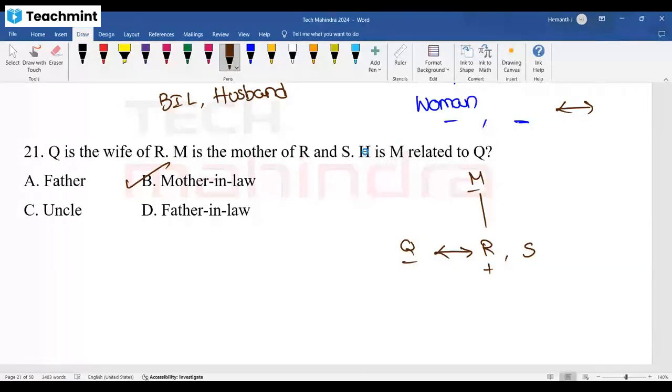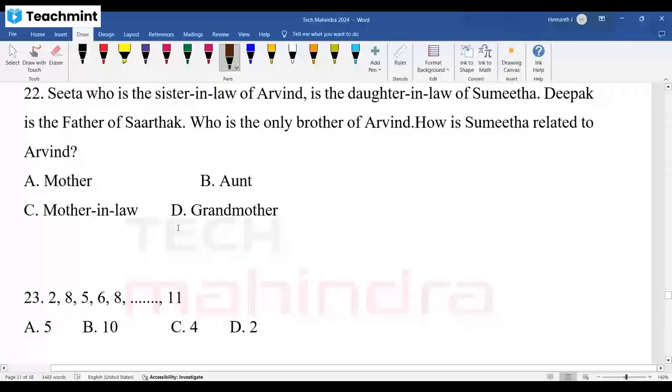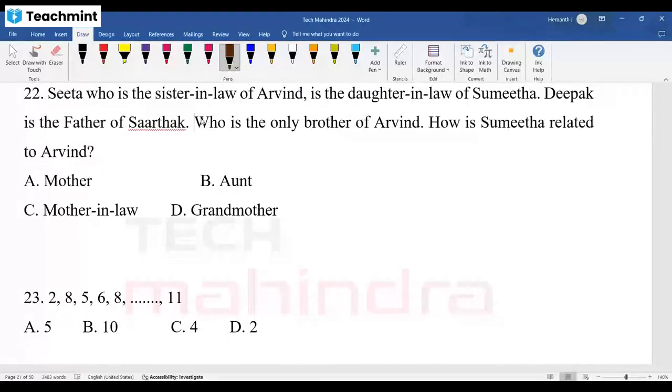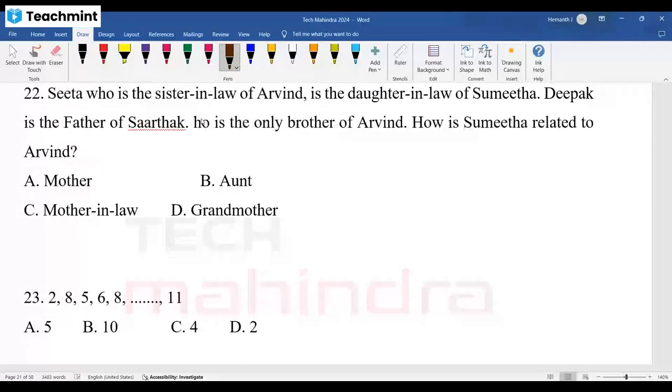See the next one. Sita, who is the sister-in-law of Aravind, is the daughter-in-law of Sumita. Deepak is the father of Sarthak, who is the only brother of Aravind. How is Sumita related to Aravind? So guys, check it out. Some typing errors, I'm just rectifying it.